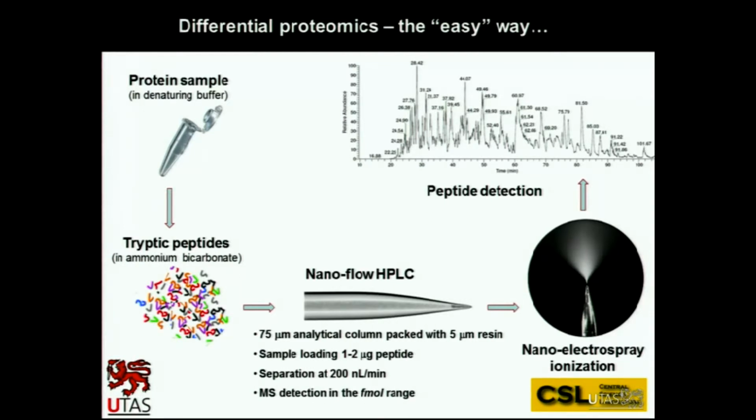Now in this case, we use analytical columns that are basically packed capillaries, and we use very, very low amounts, separated at very, very low flow rates, and by miniaturizing the whole system, it increases the sensitivity, so we can detect many hundreds, if not thousands, of peptides during a single run. And this is what's known as the base peak chromatogram, which represents the most abundant peptides in the mass spec at any given time.